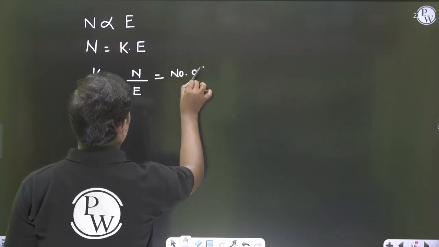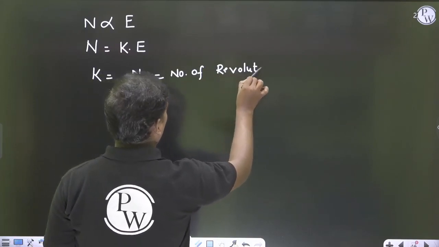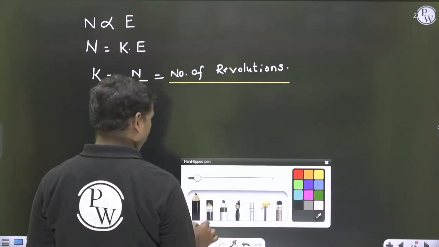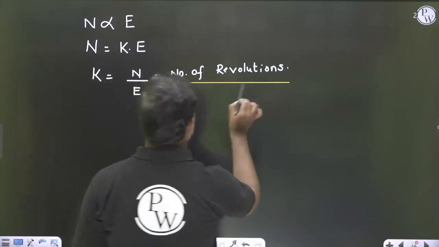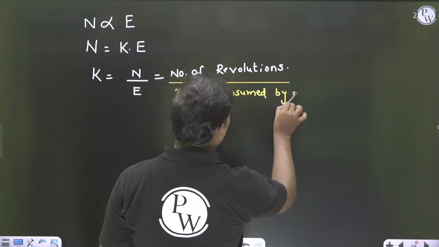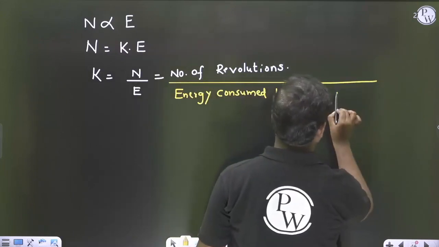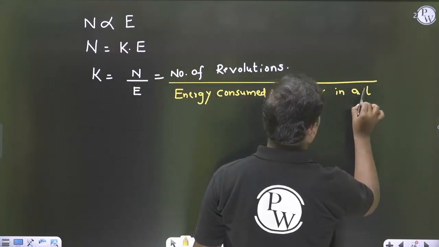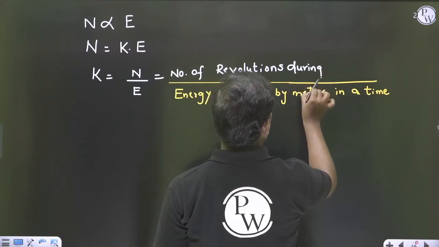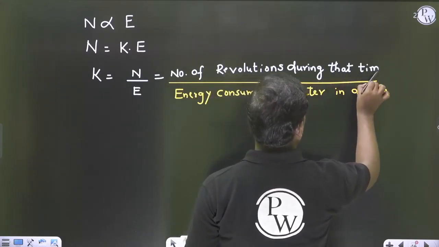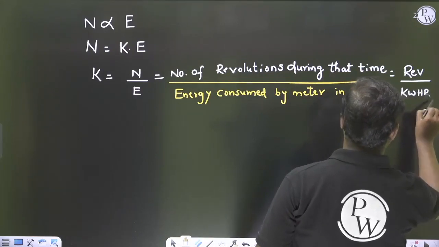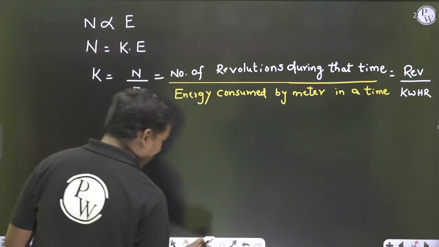Number of revolutions divided by energy consumed by meter in the time. The number of revolutions during the time. So the units are revolutions per kilowatt hour. This is one of the important areas where you can get the questions. So this is what we call the energy meter constant.